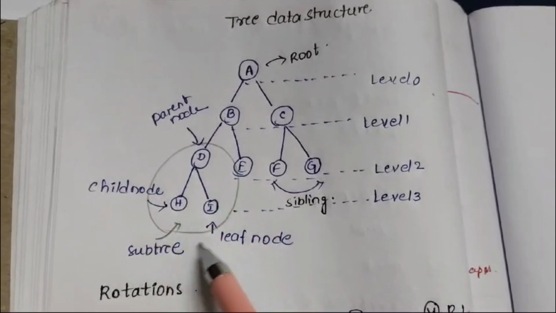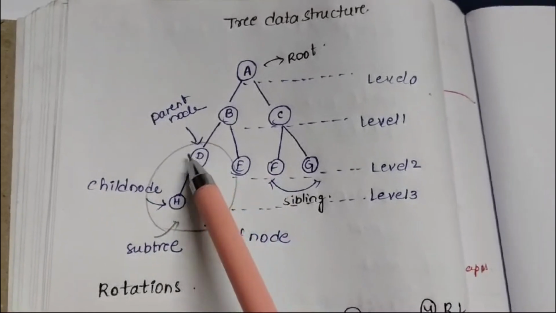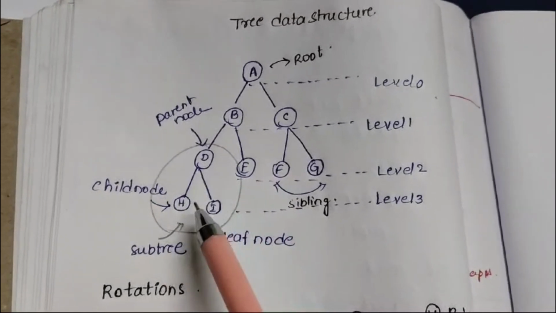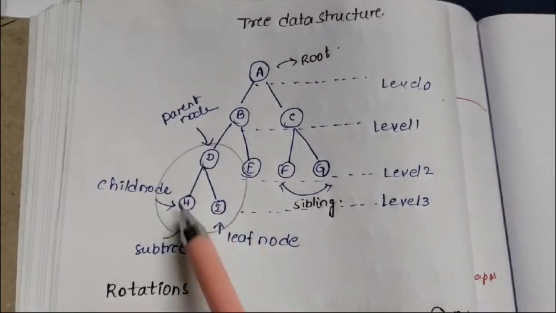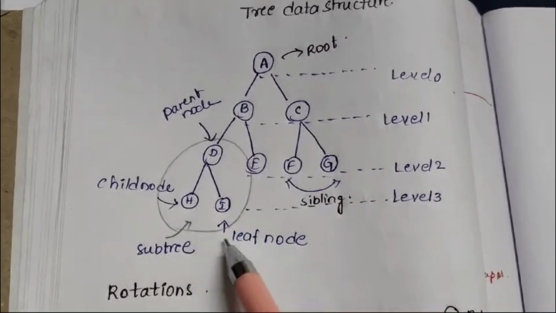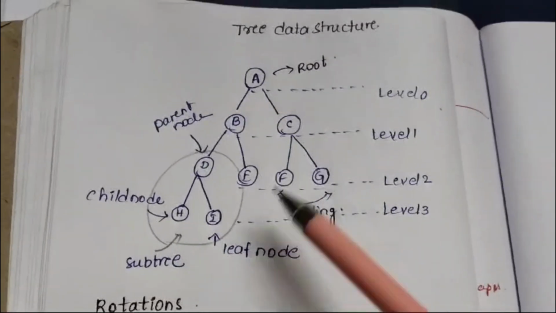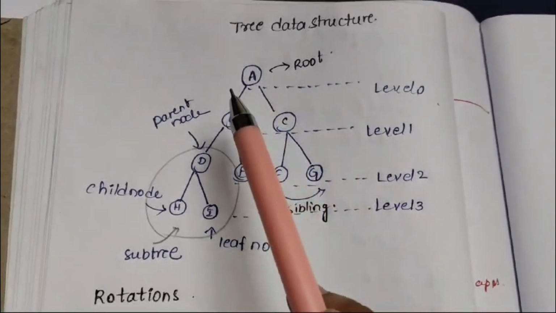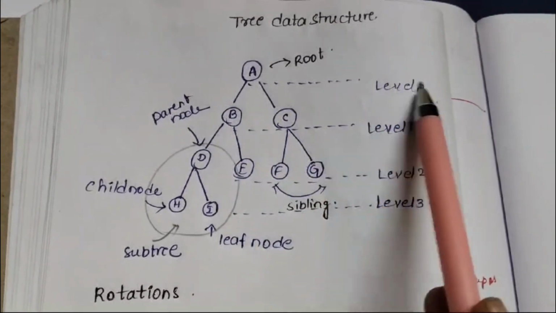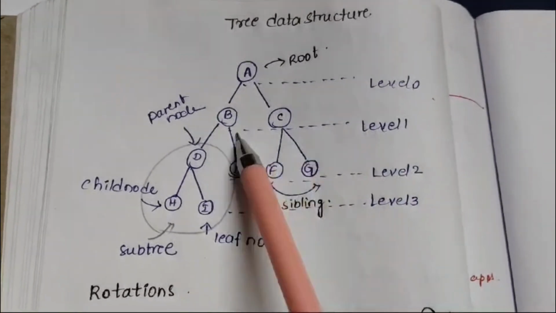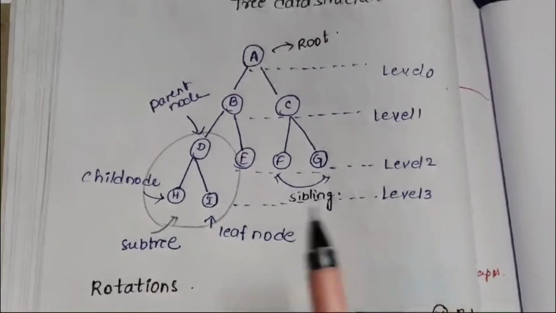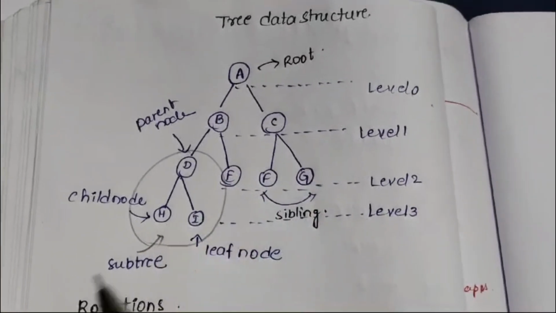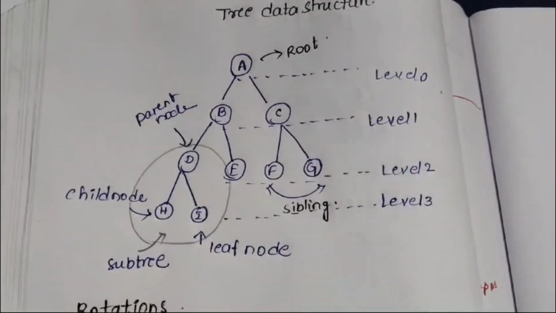This is a subtree, because suppose we consider this as a root node, these are the child nodes. So this can be a subtree. These are leaf nodes. We have levels in a tree. See, root node first, this is level 0. Next step is level 1. This step is level 2. This step is level 3. Like this, we can have many levels in a tree.